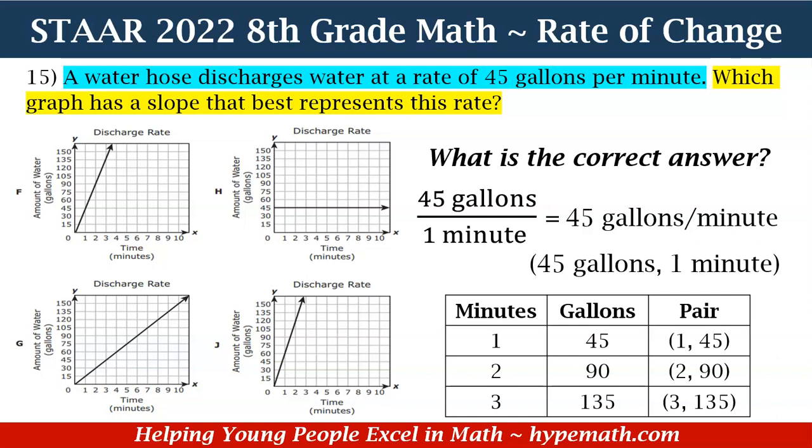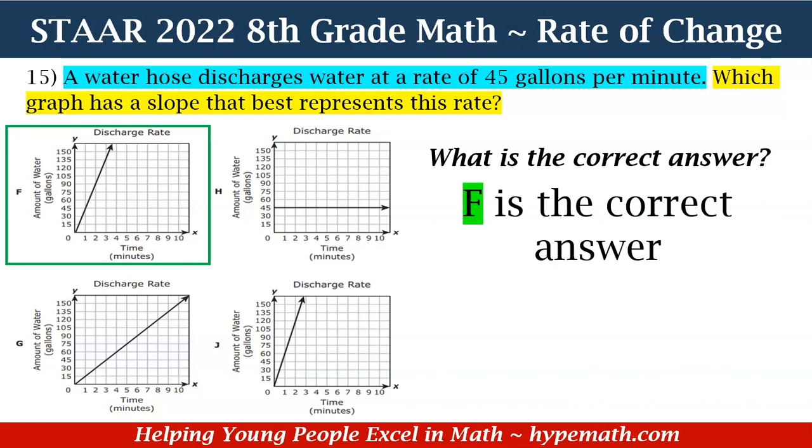So let's look. Okay, for F, we see for 1 on the x-axis, the dot is at 45. For 2, yes, the dot is at 90. And for 3, it is at 135. So it doesn't look like we need to go any further, 8th graders, because we know our answer. The correct answer is F. The water hose discharges water at a rate of 45 gallons per minute, and our slope is correct for the graph in F.